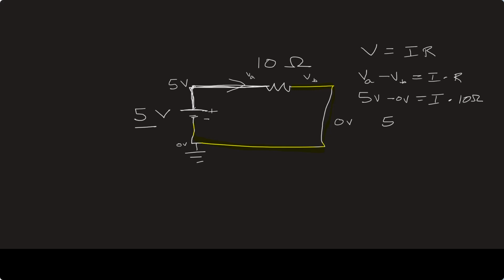So 5 volts equals 10 ohms times the current, or the current equals 5 over 10 amps. A volt divided by an ohm is an amp, or the current equals 0.5 amps, or 500 milliamps. To go from amps to milliamps, you move the decimal 3 places to the right.